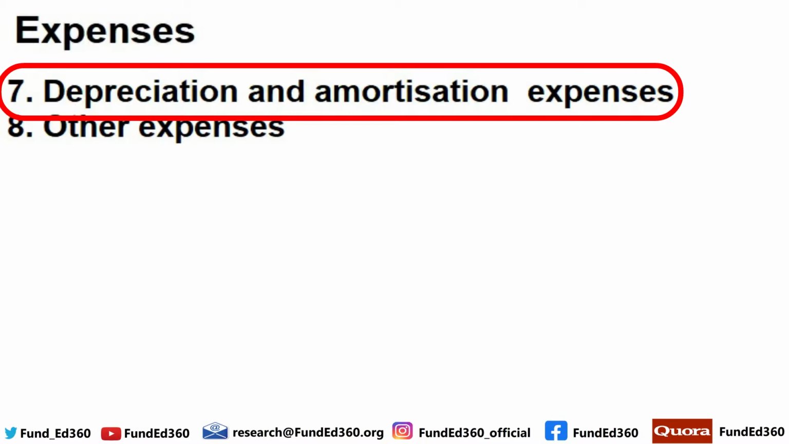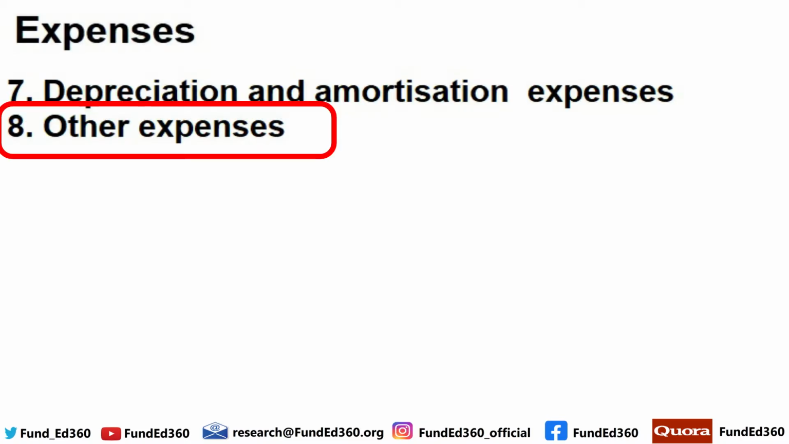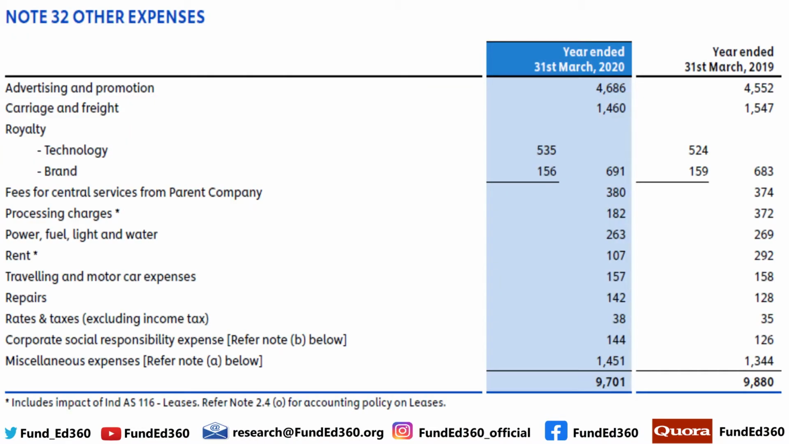Another type of expense has been clubbed together as other expenses. The auxiliary and miscellaneous expenses incurred by the company are clubbed together under the header other expenses. You can find that in note 32 of the financial statements of HUL, which goes into the details of these items and gives a complete breakup of all the other expenses incurred by the company.